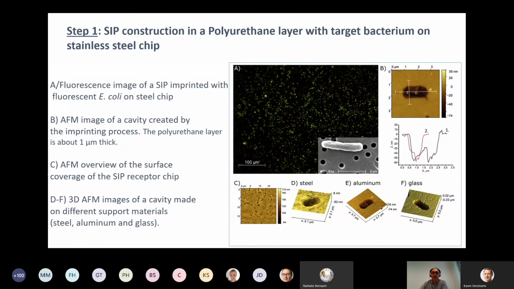The first step is the construction of the SIP in a polyurethane layer with the target bacterium on a stainless steel chip. In panel A, you see a fluorescent image of the SIP, which is imprinted with E. coli on a stainless steel chip. And in B, you see an atomic force microscopy image of a cavity, which is created during the imprinting process by an E. coli cell. In panel C, you see the coverage of the stainless steel chip with cavities made by E. coli cells. And in the other figures, D, E, and F, you also see that you can use other substrates to make your SIP besides stainless steel.